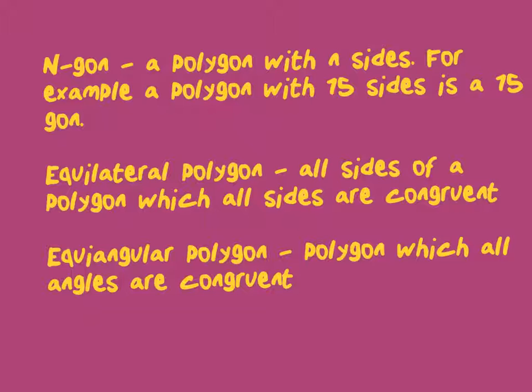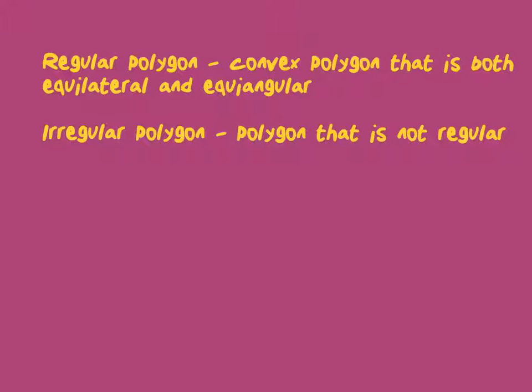All right? Equilateral polygon is where the polygon, all of the sides are the same length. They're all congruent. An equiangular polygon, the polygon has all angles that are congruent. All the angles measure the same. And if you have a regular polygon, you know that it is a convex polygon and that it is both equilateral and it is equiangular. If it is an irregular polygon, you know that it's not regular.